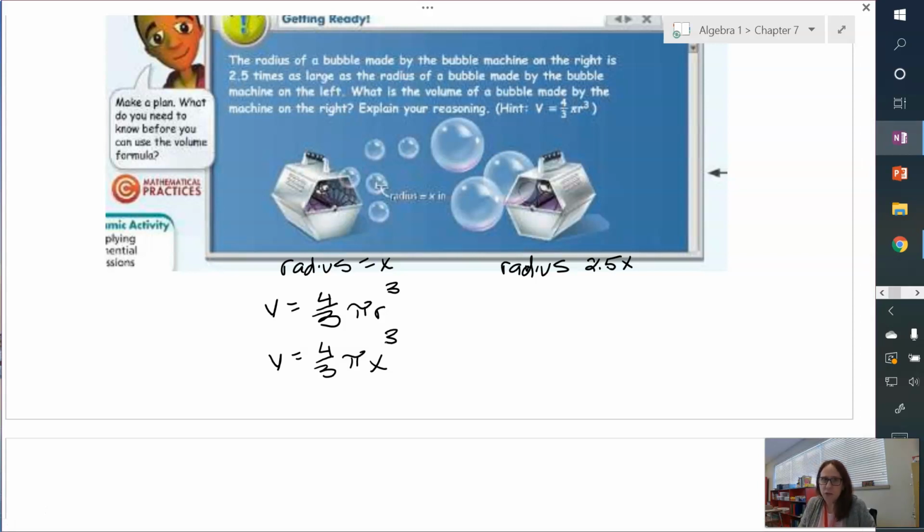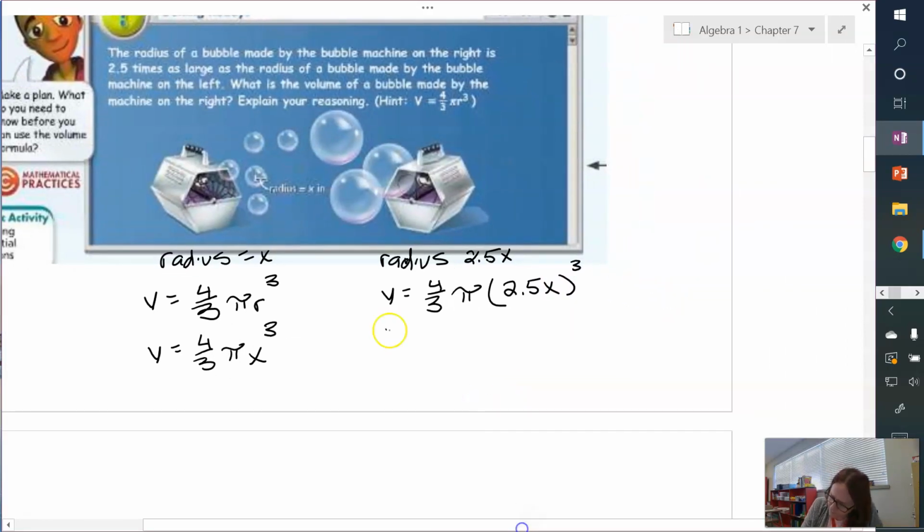Its radius is 2.5 times the size of the other radius. So its volume is 4/3 times pi. But instead of putting in r cubed or x cubed, I'm going to put in 2.5x cubed. Okay, so let's see if we can figure this out. I have volume is 4/3 pi. Now 2.5x cubed is 2.5 times x times 2.5 times x times 2.5 times x.